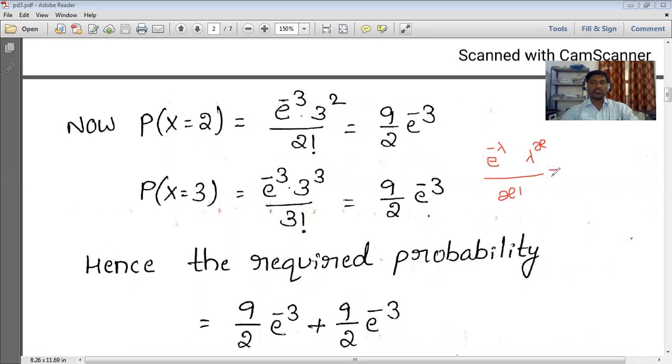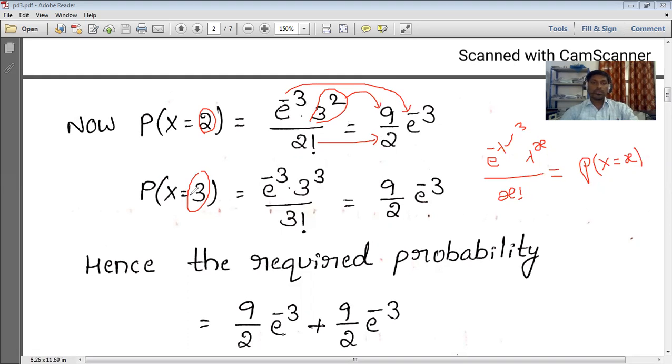So this is the formula we are applying, which is P of capital X is equal to small x. Just by using this formula, we are substituting 3 in place of lambda, and in place of x what they give, x is equal to 2, and here x is equal to 3. So those things we substituted here: e power minus 3, 3 square by 2 factorial. 3 square is nothing but 9, so that's why we wrote 9 here, and 2 factorial is nothing but 2. And e power minus 3 we didn't change anything.